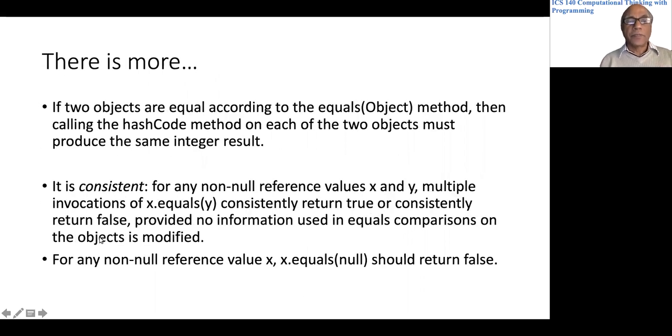And there are more requirements. That is, X dot equals null should be false. If you have X and Y, they should be consistently returning true or false. And if X equals Y, they should both be returning the same value for hash code.